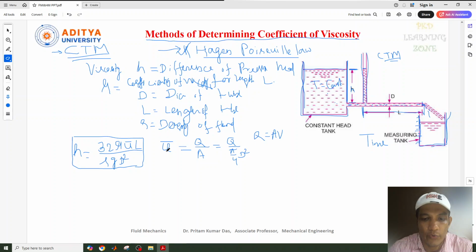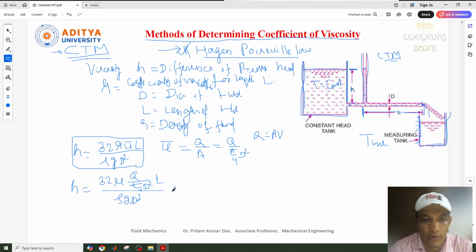So we'll put this u bar value, the velocity, into this equation. After putting the value here, what can we write? H equal to 32 mu q by pi by 4 d square, into L, divided by rho g d square. Okay, so this is the formula.